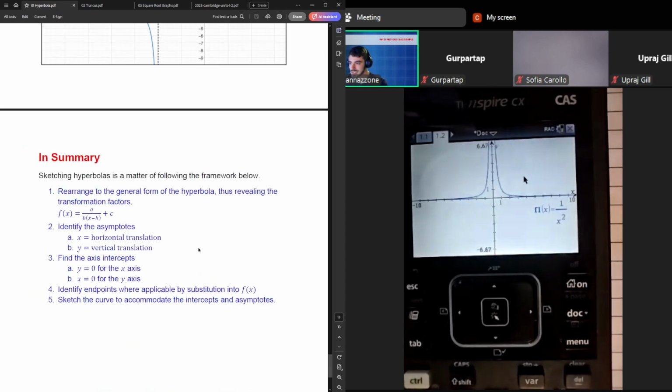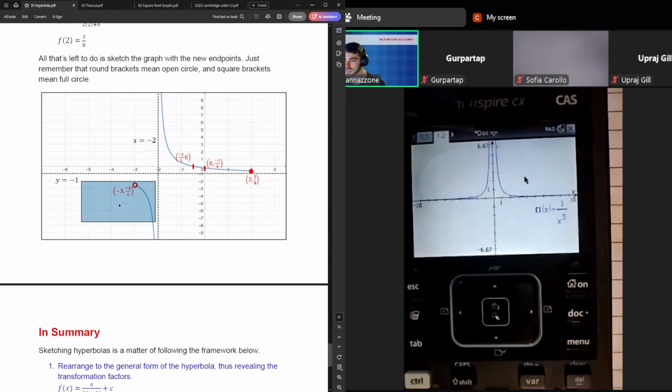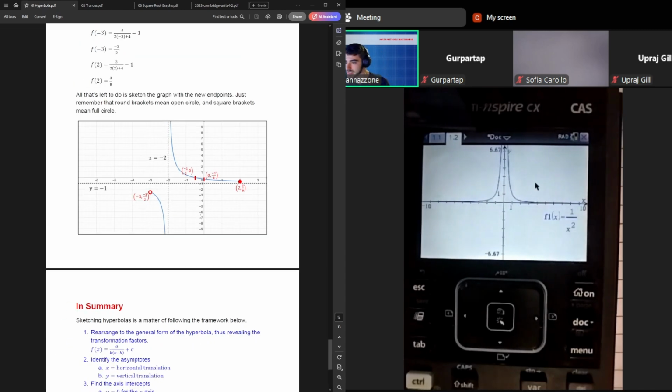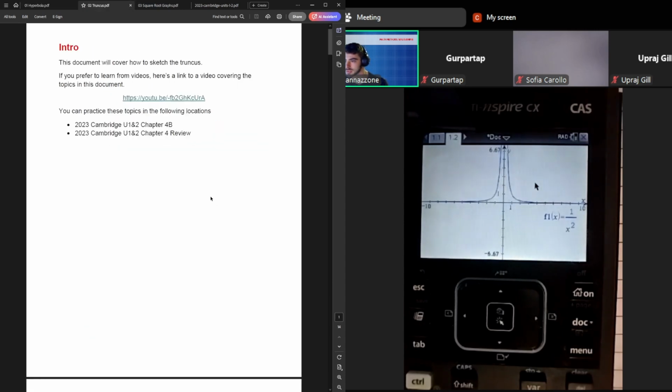But yeah, in summary, that's how we handle hyperbolas. You want to know your asymptote locations, and then axes intercepts you basically solve like you always have. There hasn't been anything too special there. From there, you just got to identify where the curve is going to go, whether it's top right, bottom left, or top left, bottom right, based on the reflection terms. Anything to clarify there? Hop off mute or leave a question in the chat. Otherwise, I'll go over to the next function, which is the truncus.